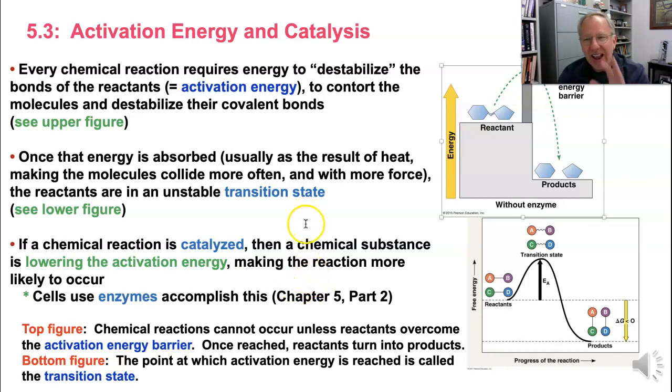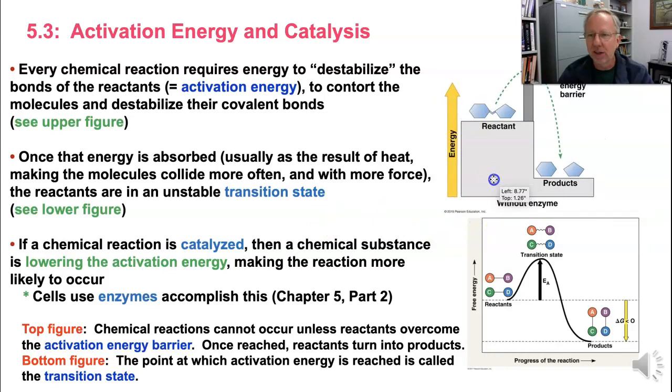Once the activation energy is absorbed by reactants, usually as the result of heat, it makes the molecules collide more often and hit each other with more force. That could provide the activation energy. But once that energy is absorbed, the reactants come to that unstable condition called the transition state. It's right at that point where the chemical bonds in the reactants are going to break, and then reform and make products.